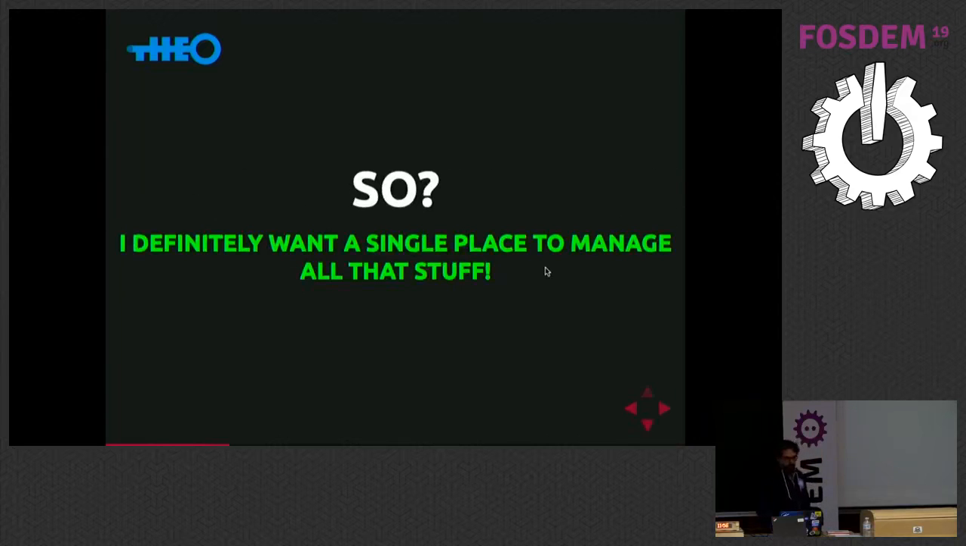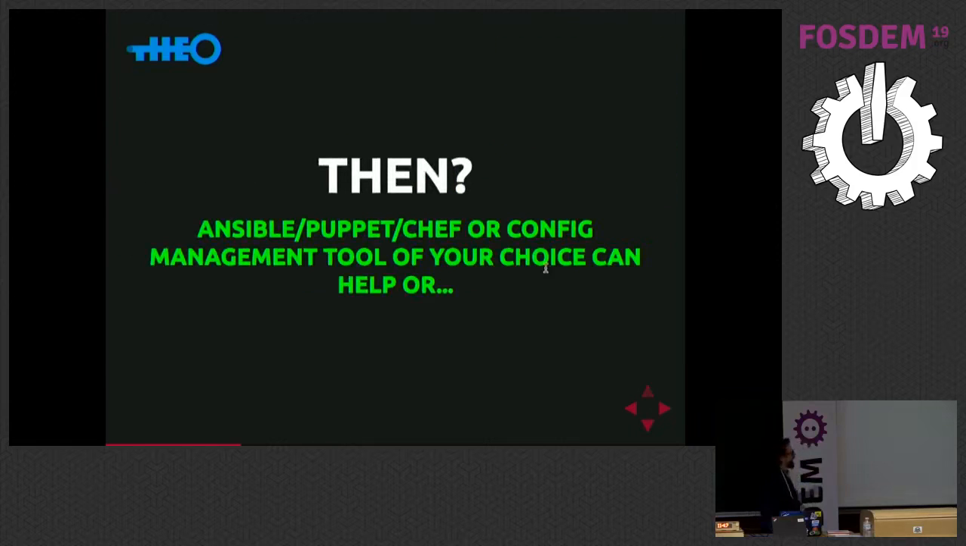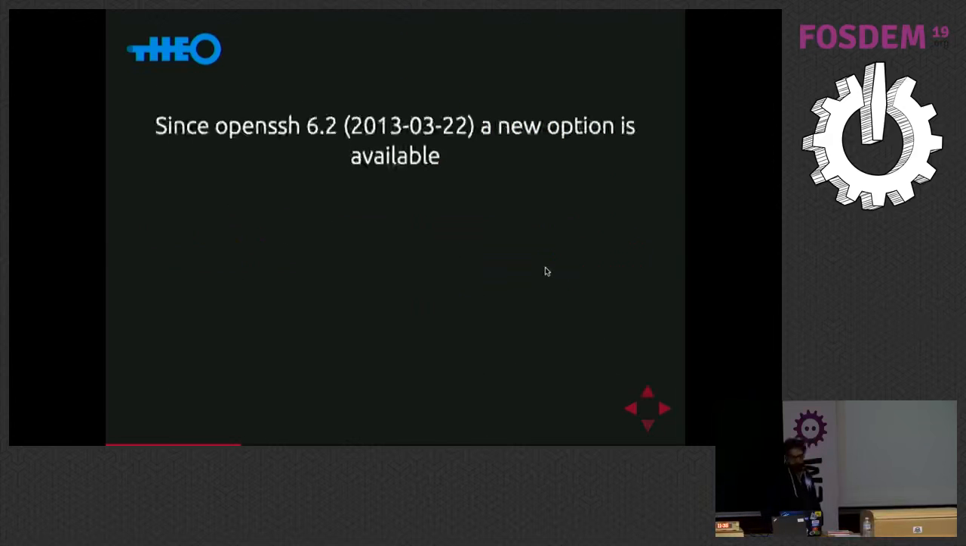And so I want a single place to manage all of this stuff. Then what? Okay, we can rely on configuration management, Ansible, Puppet, Chef, or whatever you choose. Or since OpenSSH 6.2, which is quite old, 5 years old, a new option is available. It's called AuthorizedKeysCommand.